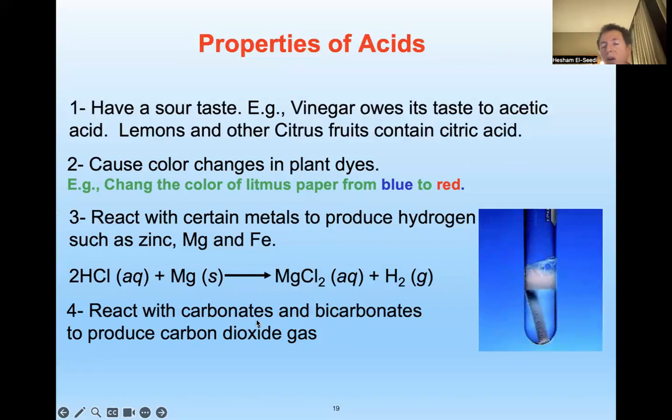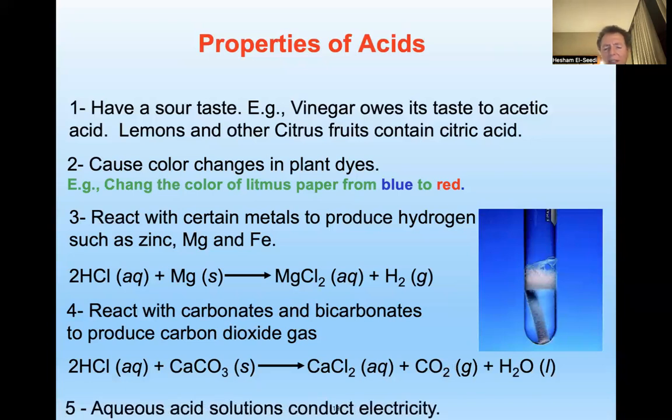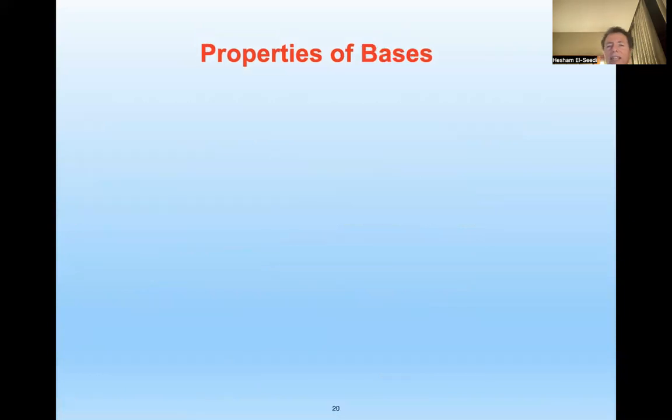It also reacts with carbonate and bicarbonate, and then you see the bubbles. This is a very famous reaction. If you take sodium carbonate or sodium hydrogen carbonate and react it with HCl, you will see bubbles of carbon dioxide. This is a famous reaction when you start acid-base chemistry in the lab. And the aqueous acid solution conducts electricity.